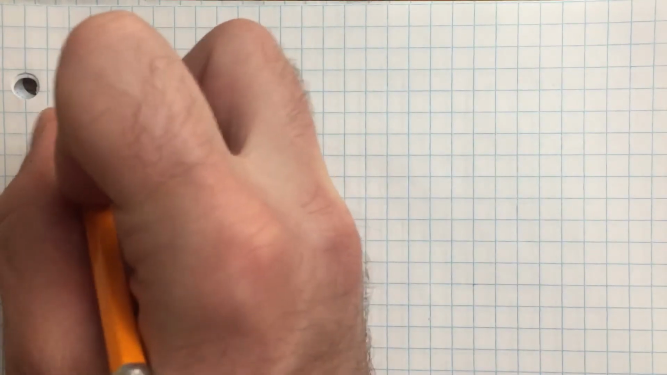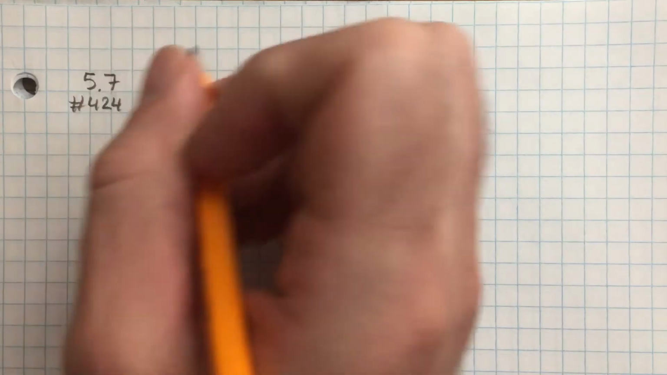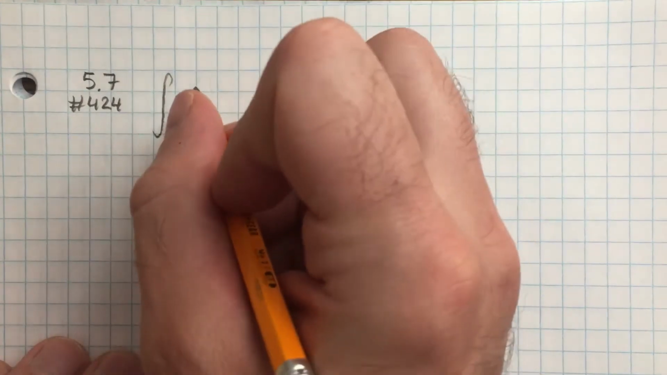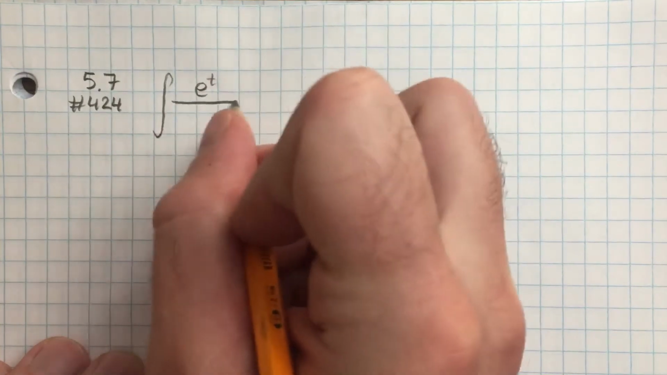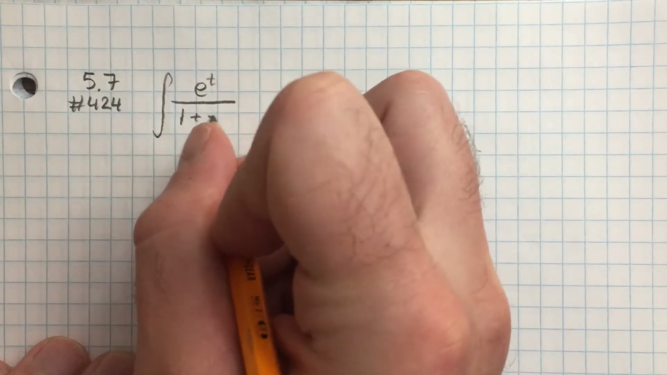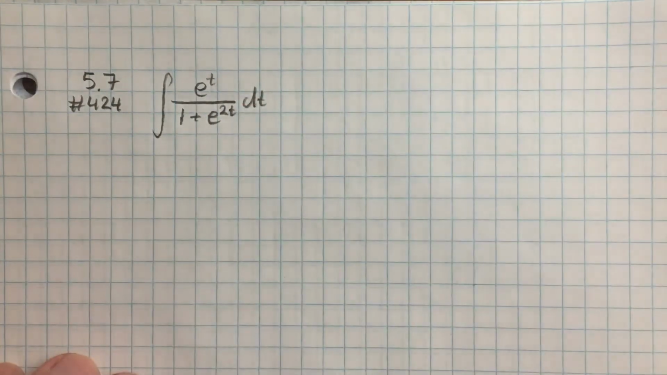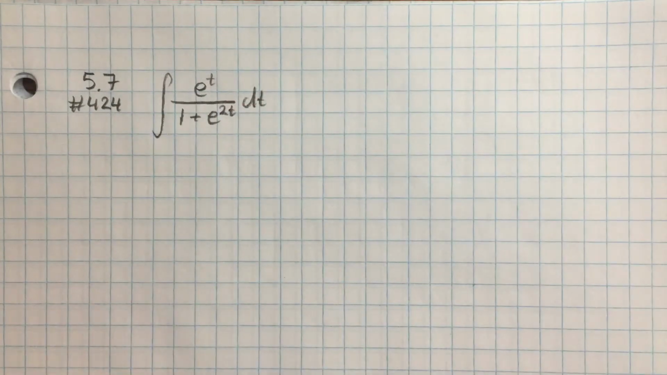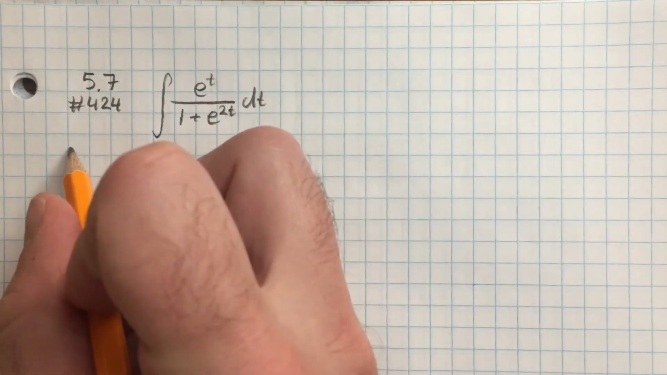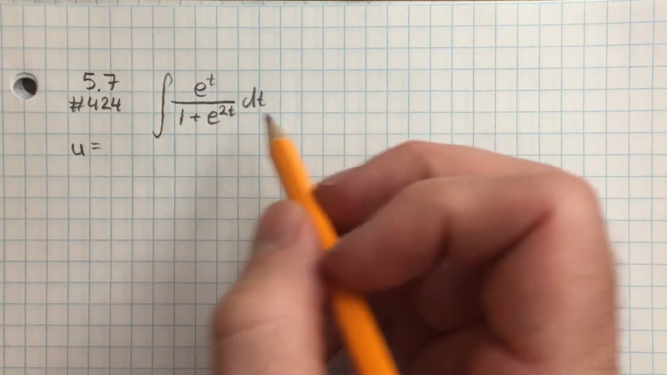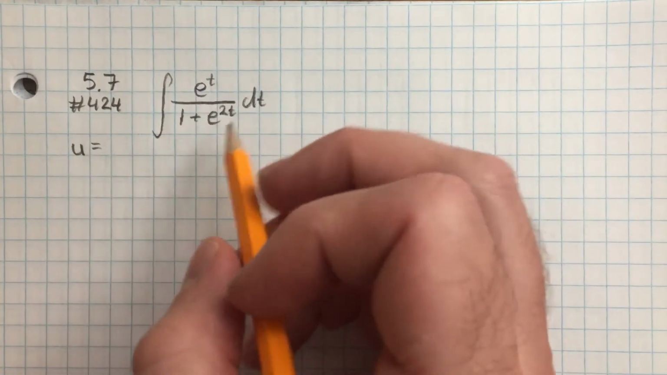5.7 over 424. It says indefinite integral of e to the t over 1 plus e to the 2t dt. All right, so one thing a person might think about this problem could be use substitution. It certainly is use substitution, but there's a certain one you might think at first, perhaps.